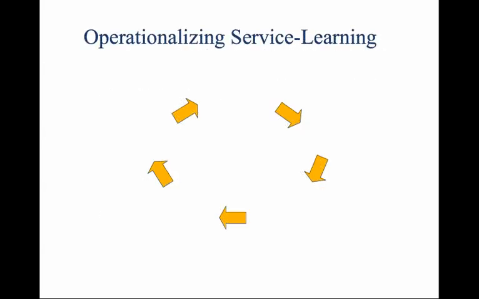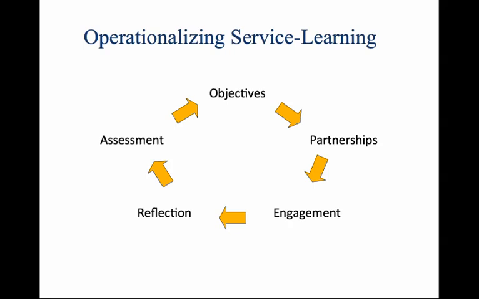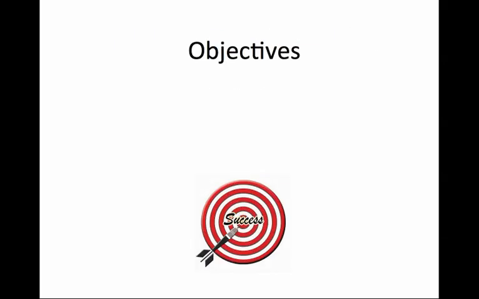When we operationalize service learning, it's cyclical. It begins with objectives, and they drive everything that takes place in a partnership with a community agency. And that's where students are engaged in service activities that are tied to the objectives of the course and the community partner. Throughout their experience, they reflect on what they're doing and learning. And then at the end, we assess to what degree the instructional objectives and the objectives of the community partner were met.